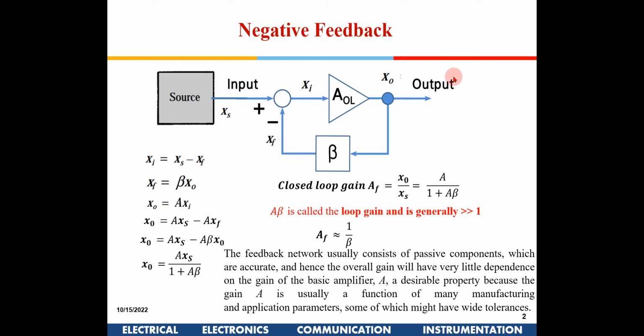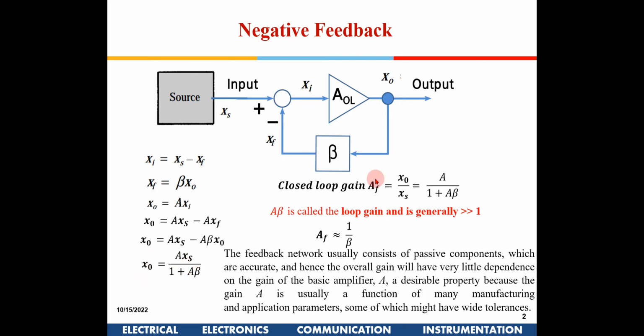Now x output is again A times the x input to the amplifier, not the input coming from the source. xi is the input to the amplifier. So x0 is A into xi, and xi can be written as xs minus xf, that is the source signal minus the feedback signal. And xf itself is actually beta times x0, so that has been substituted here. Now this portion I take to the left hand side and bring it to the denominator. So this becomes x0 by xs equals A divided by 1 plus A beta.